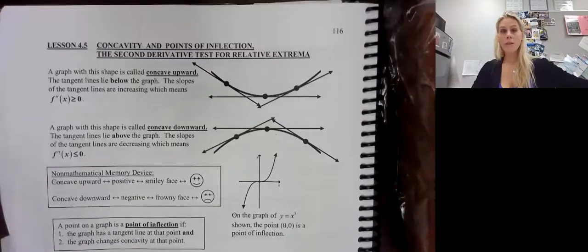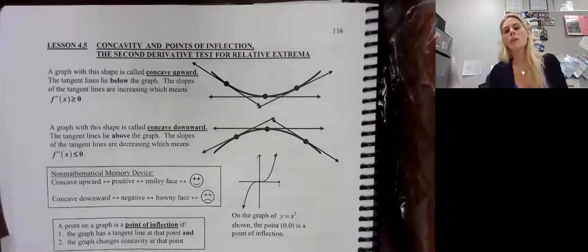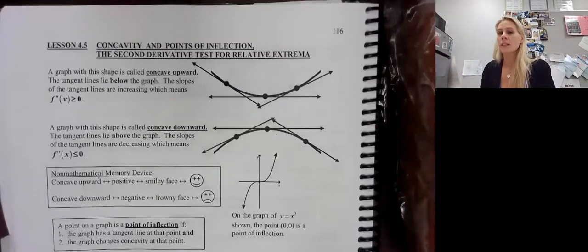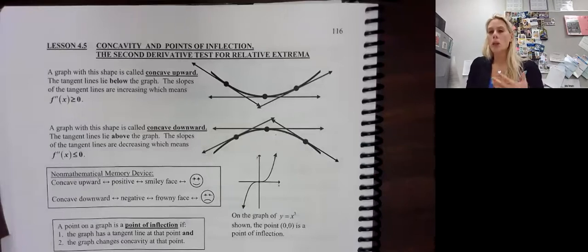All right, guys, for 4.5, concavity and points of inflection, and we're going to talk about the second derivative test that explains relative extrema. Okay, remember relative extrema is relative maximum. So, first of all, what is concavity? Well, it's concave up or concave down.